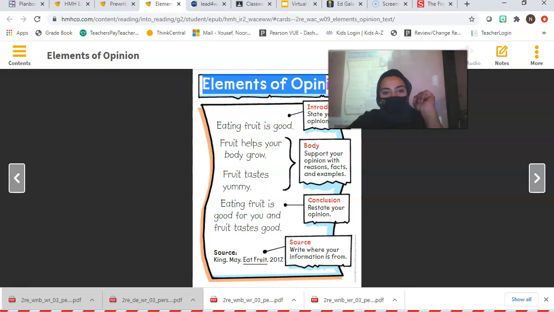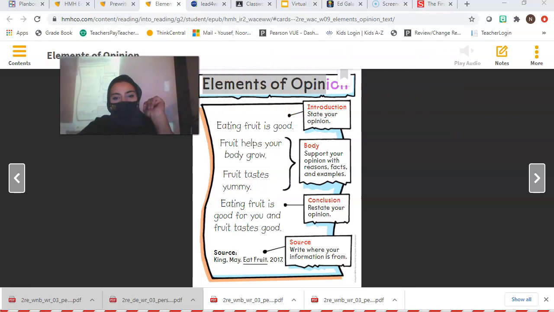elements of an opinion. So we've looked at this before, but I do want to remind you the introduction goes at the top. So state your opinion. That goes at the top. This persuasive essay is about eating fruit, that it's good for you. So he says eating fruit is good. And then here he gives me details, reasons, facts, or examples. He says fruit helps your body grow. That's a fact. Fruit tastes yummy. That's a statement that he thinks is right.